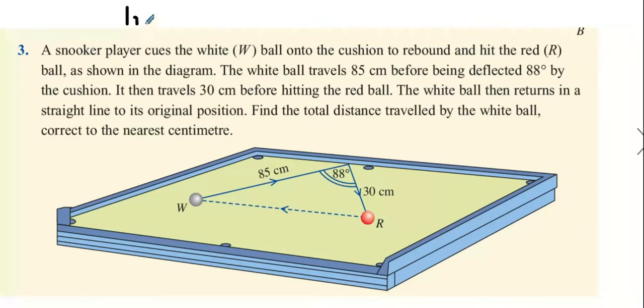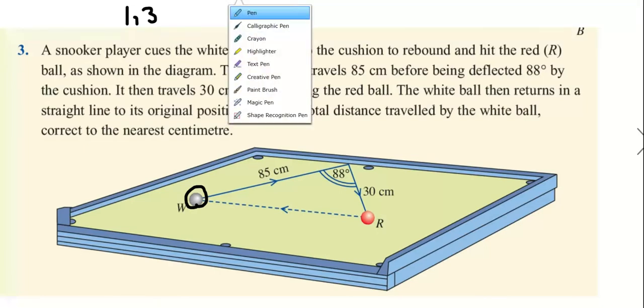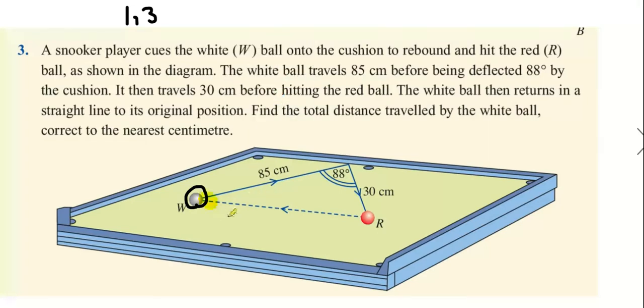Now we're on to question 3. A snooker cue cues the white ball. So here's the white ball. It goes in a straight line 85 centimeters, hits the cushion, makes an angle of 88, hits the red ball, it then returns back to where it began. Calculate the total length it traveled. So the first thing we're going to have to do is we're going to try and find out what is the length of the yellow side here.